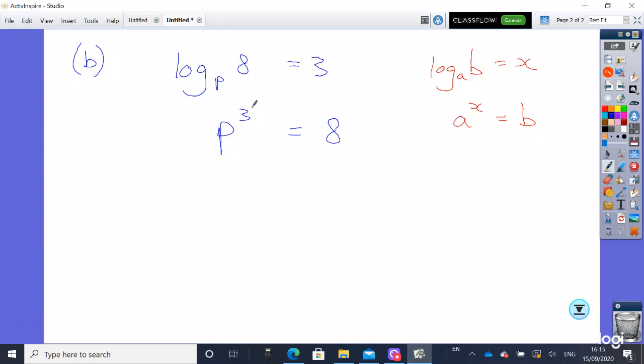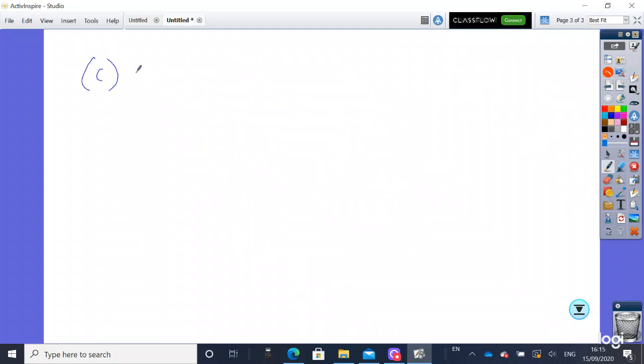So to find p, we need to do the opposite of cube, which is to cube root the number. So I must cube root 8, and it just happens 8 is a cube number, so it's going to be a nice number, 2. 2 times 2 times 2 is 8. Yeah, so that's B. Now on to C, we have find the value of log to the base 4 of 8.